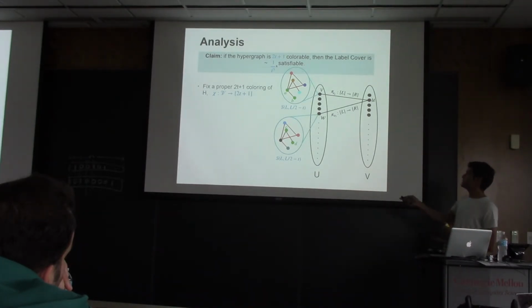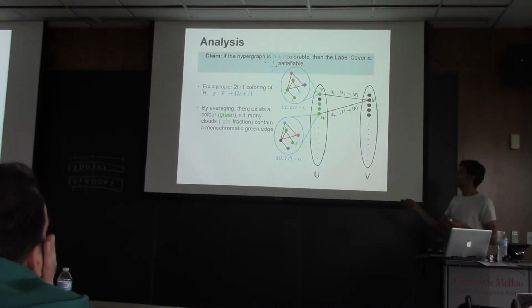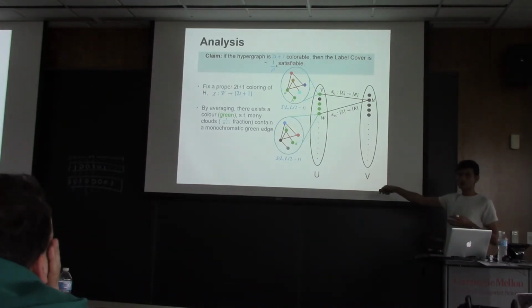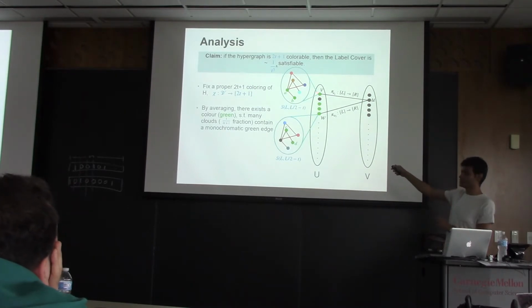Okay, and by averaging you can say that there exists a color green, so that a monochromatic green edge is present in many of the clouds. Say a 1 over 2t plus 1 fraction of the clouds will contain a monochromatic green edge. This is just by averaging. Okay, and just focus on these vertices now, where you have a monochromatic green edge.